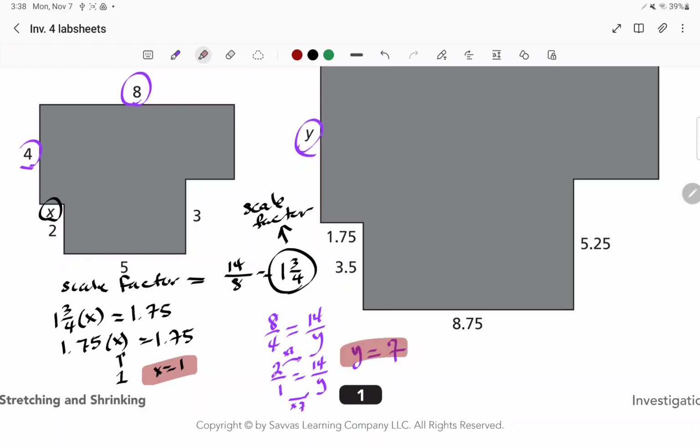All right, so we figured out what y was, and we figured out what x was. That was parts 1 and 2, and make sure you explain your methods, what you did, whether you set up the ratios or just used scale factors and how you used the scale factors. Then the next ones talk about perimeter and area, so let's take a look at those.